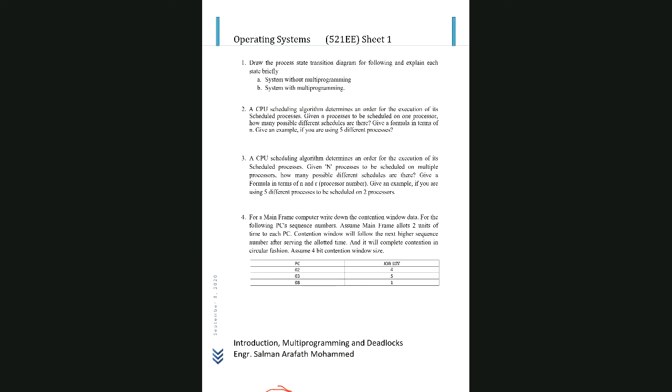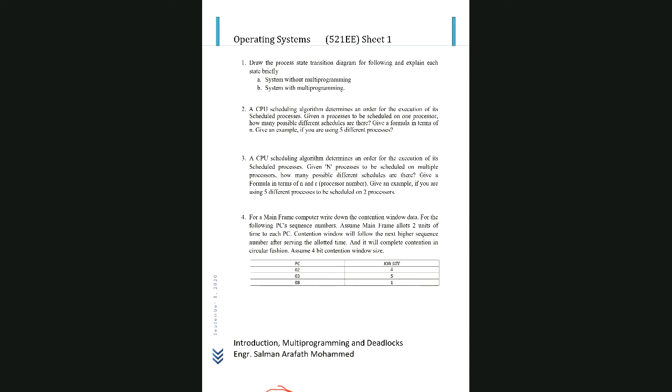So the order of executing these PCs is that every PC has some sequence number. You see, this PC has sequence number 2, this PC has sequence number 3, this PC has sequence number 8. So if 2 is finished, then next it will go for 3. If 3 is finished, it will go for 4. 4 is not there, it will go for 5. 5 is not there, it will go for 6. 6 is not there, it will go for 7. 7 is not there, it will go for 8. 8 is there, yeah, it will execute 8. Then it will go for 9. It means it is going in higher sequences. And it will complete the contention in circular fashion.